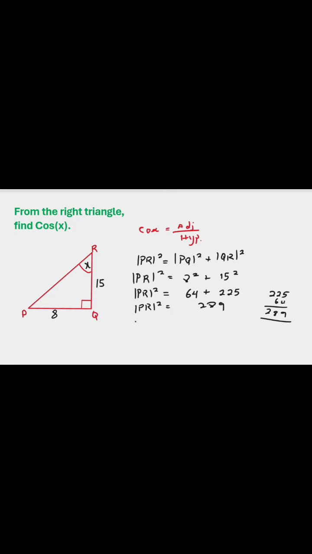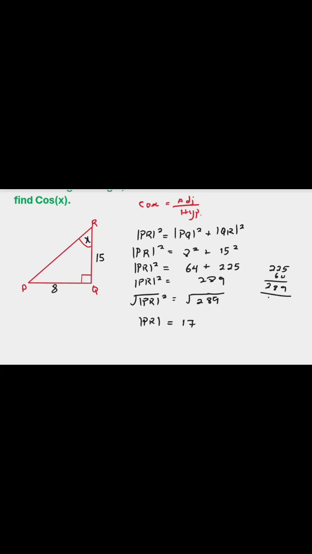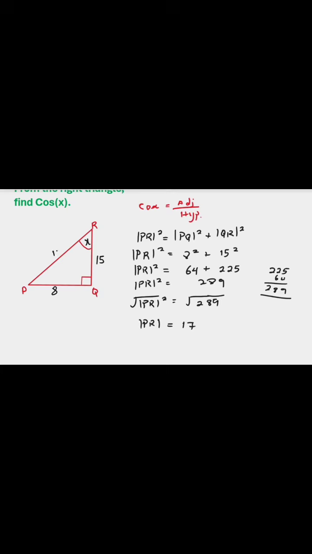So that's going to be the square root of PR squared equal to the square root of 289. So the square can cancel the square root so that we have PR equal to the square root of 289. 289 is a perfect square. Now, if you don't know, you just ask yourself which number you would multiply by itself to get 289. You can use trial and error to get it. So in this case, the answer is 17. So that means that PR is 17.